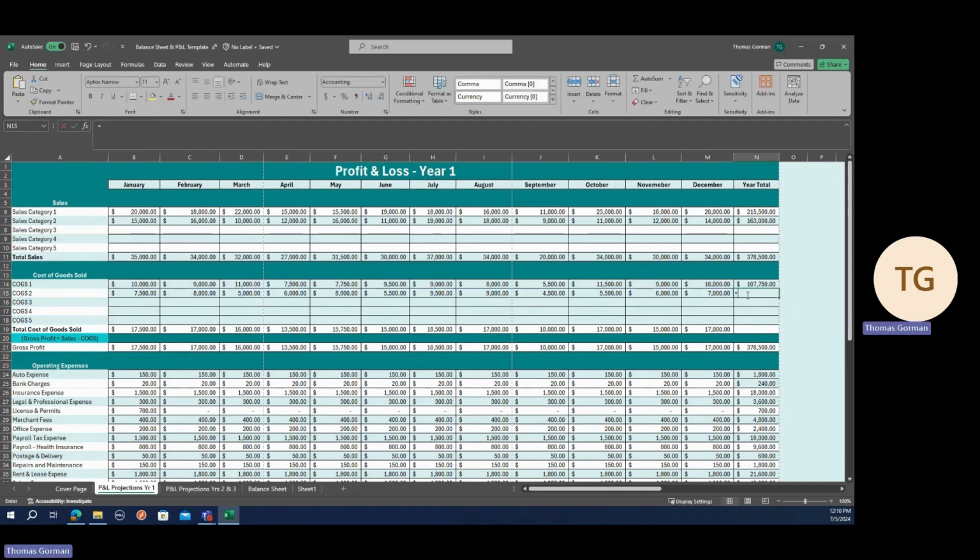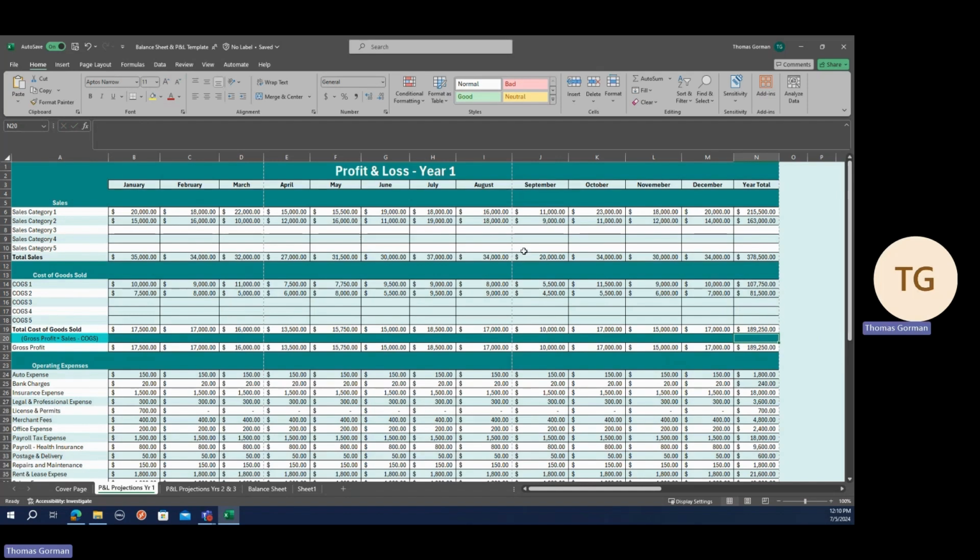Same thing here. Equals sum. And then we want all of product 2 for January through December. Okay. So now do that for total cost of goods sold as well. All right, there we go.